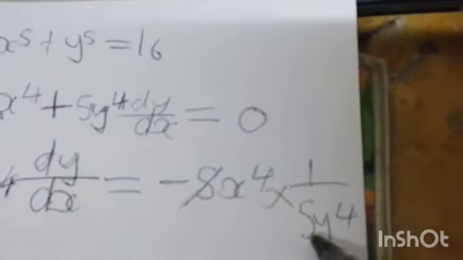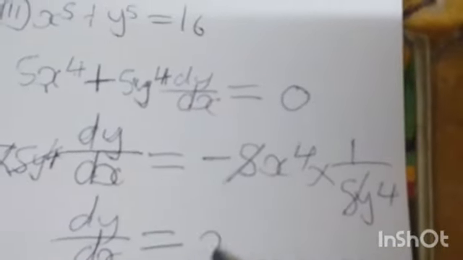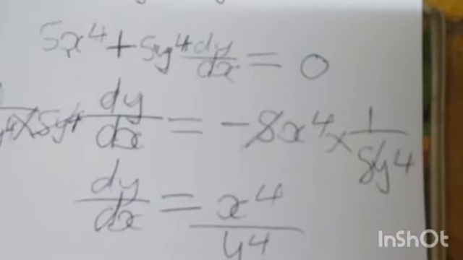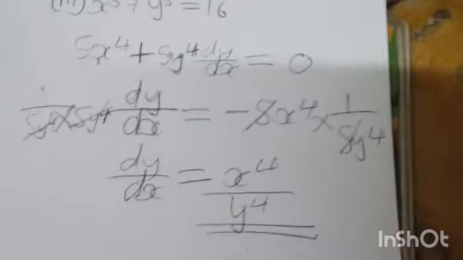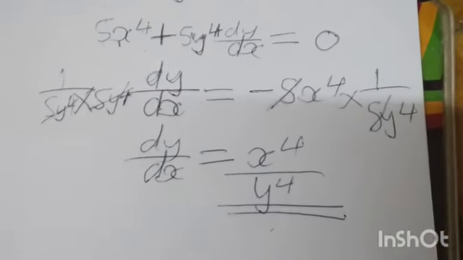So let's cancel out what is common here. This is common, this is common, you can cancel them out. Then you have 5 here and 5 here, so the 5s can go. So you will simply remain with dy over dx is equal to x power 4 over y power 4. That's how we differentiate this question. The same will apply for part 1, part 2, and part 4. They are just one and the same thing. These are very simple things. Implicit functions are very, very simple to differentiate.